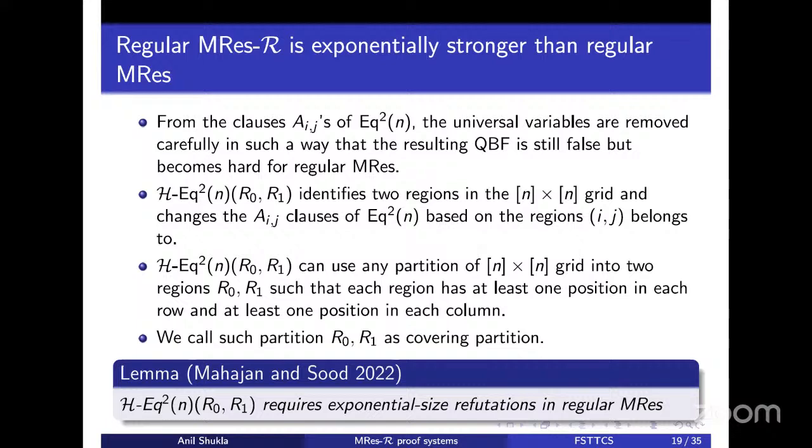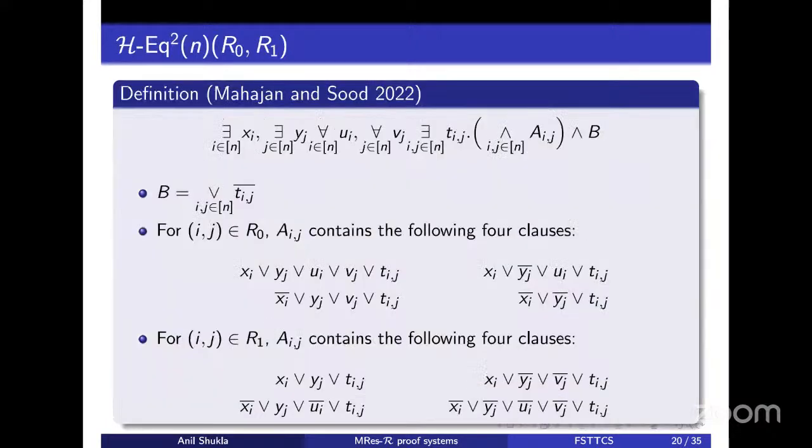Such a region you give, and now here is how we are removing our universal variables. So B is as it is, quantification is also as it is, only clauses. So if Fij belongs to R0, here is how I am removing. So here I have removed Vj, right? Here I have removed Ui, and so on. And if Ij belongs to R1, this is how I have removed both Ui and Vj. So this is very carefully they have defined. Square equality with holes, they call it.